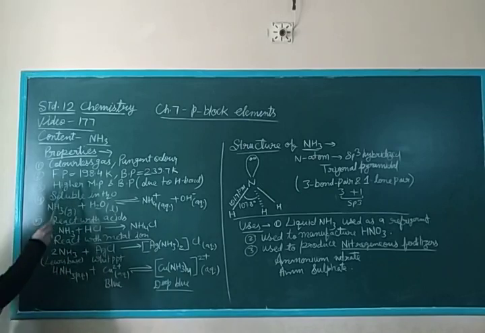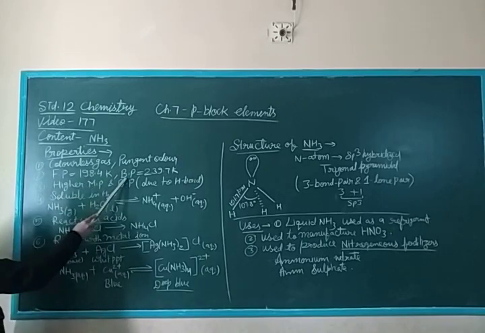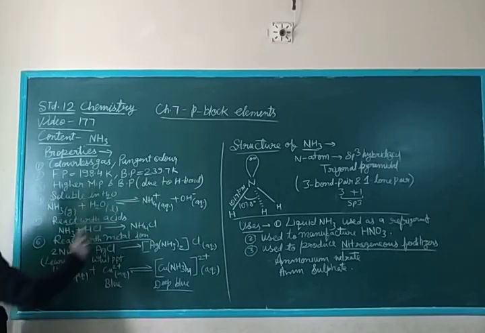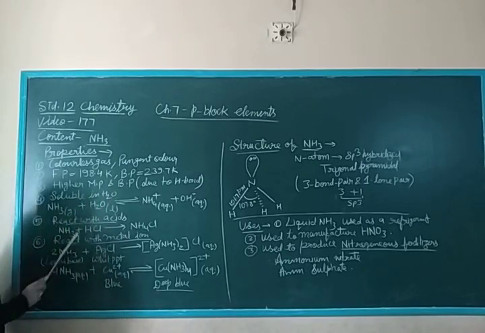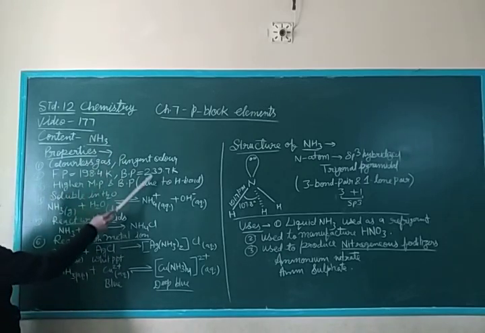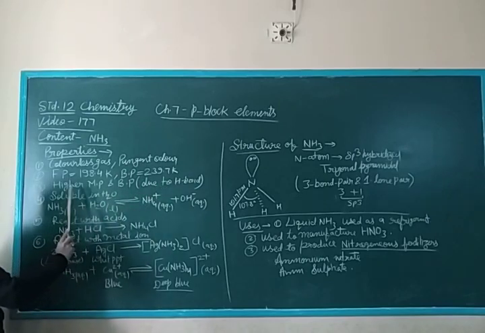Next are the properties of ammonia. First we discuss the physical properties: it is a colorless gas with a pungent odor. Freezing point is 198.4 Kelvin and boiling point is 239.7 Kelvin. It has a high melting and boiling point. The reason is that ammonia contains hydrogen, so due to hydrogen bonding its melting point and boiling point are higher.